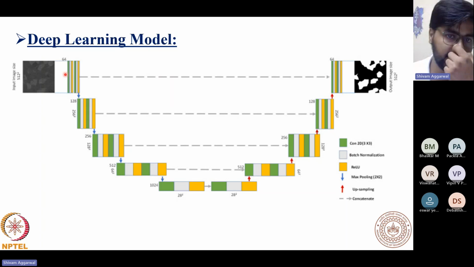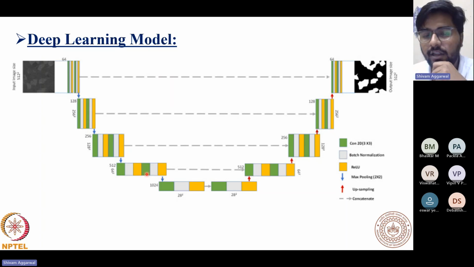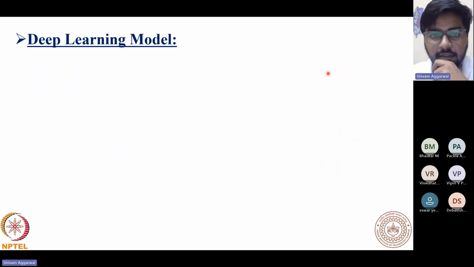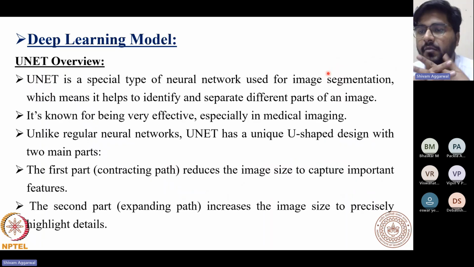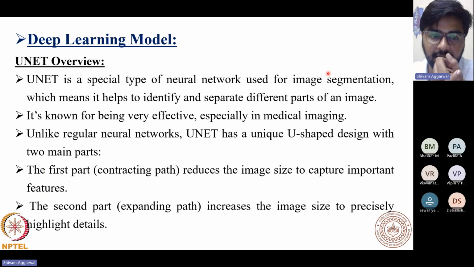Maybe many of you don't know about it, so you can understand this process is called encoding: they encode the data and then decode the data. So how does this work? A UNet is a special type of neural network used in image segmentation, which means it helps to identify the different parts of an image. It is widely known in medical imaging, as I told you earlier.